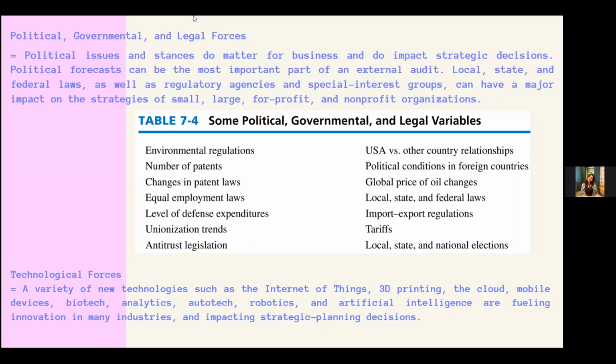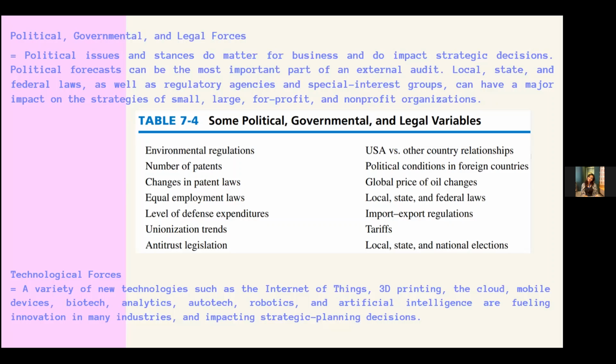Yes, so the next one is about the political, governmental, and legal forces. Political issues and stances do matter for business and do impact strategic decisions. Political forecasts can be the most important part of an external audit. It includes local, state, and federal laws, and regulatory agencies and special interest groups can have a major impact on the strategies of small, large, for-profit, and non-profit organizations.